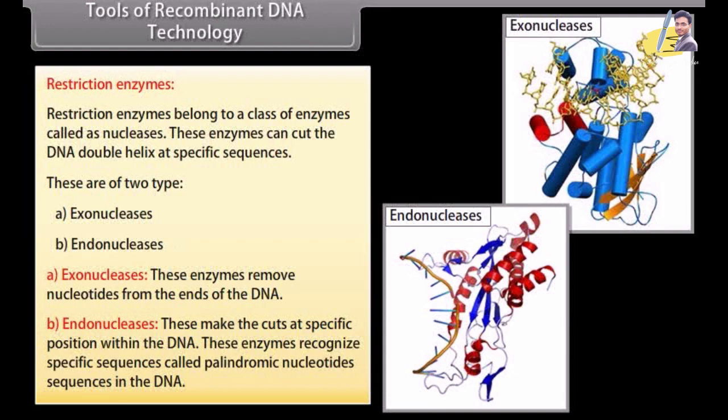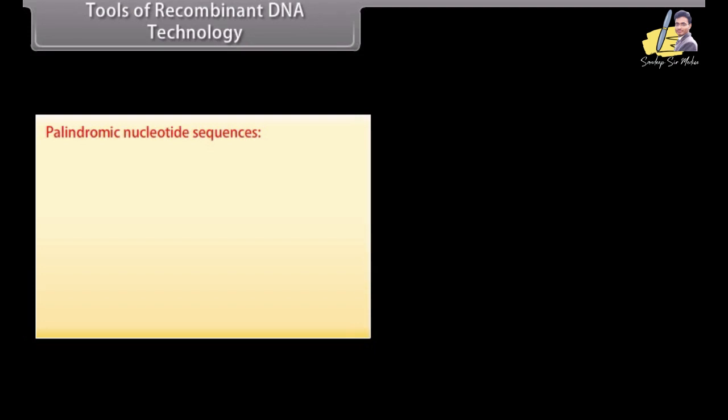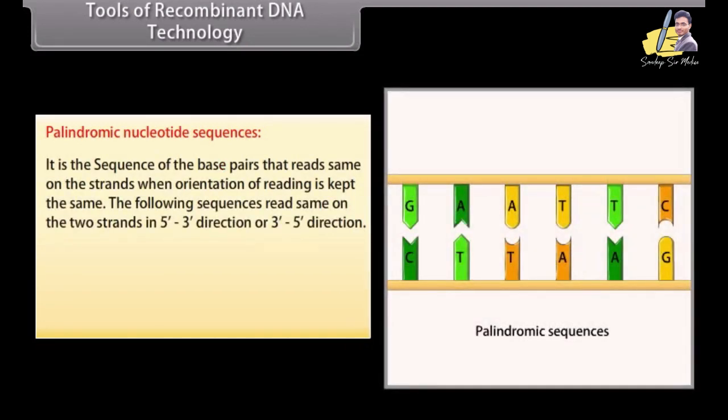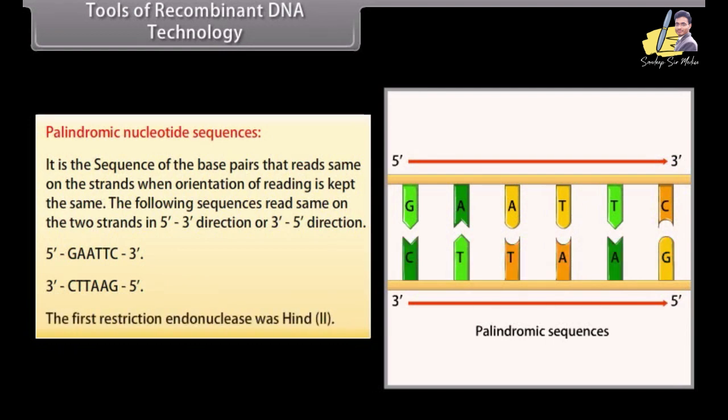These enzymes recognize specific sequences called palindromic nucleotide sequences in the DNA. Palindromic nucleotide sequences: it is the sequence of the base pairs that read the same on the two strands when the orientation of reading is kept the same. The following sequences read the same on the two strands in 5' to 3' direction or 3' to 5' direction. 5' GAATTC 3', 3' CTTAAG 5'. The first restriction endonuclease was Hind 2.